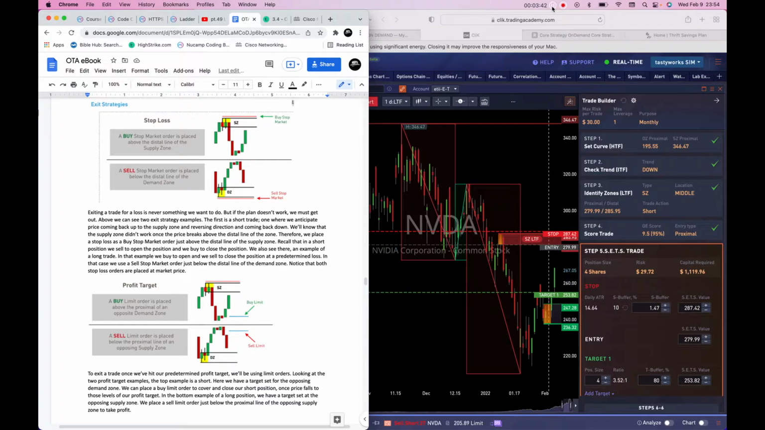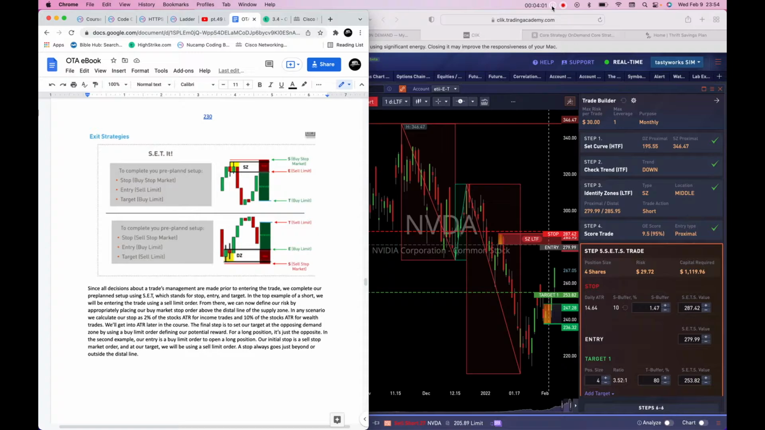In the bottom example, we have a long position. We see there a target set at the opposing supply zone. We place a sell limit order just below the proximal line of the opposing supply zone to take profit. Since all decisions about a trade's management are made prior to entering the trade, we complete our pre-planned setup using what is known as SET. And this stands for stop, entry, and target.